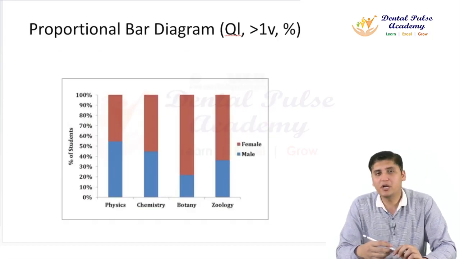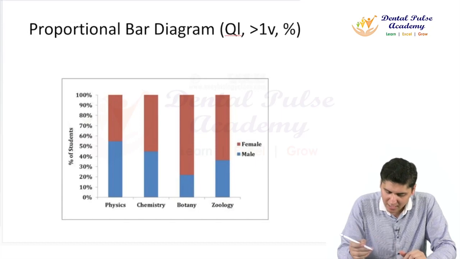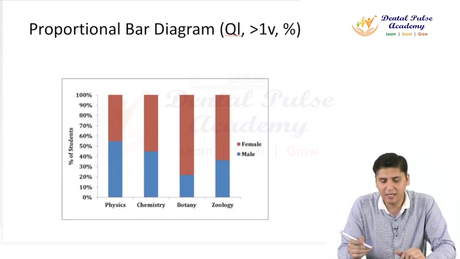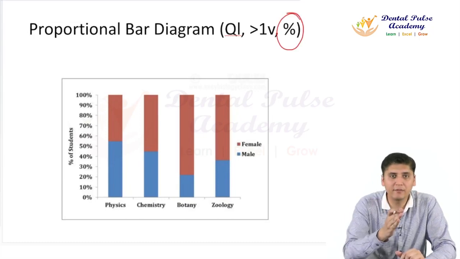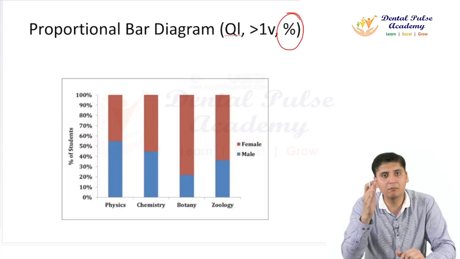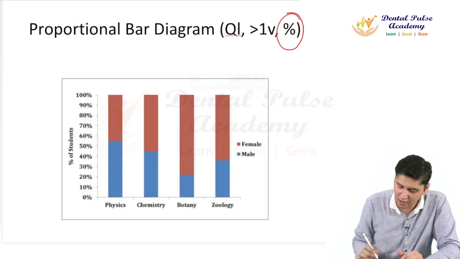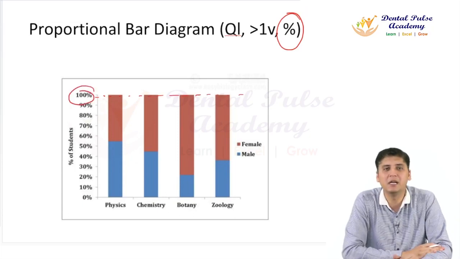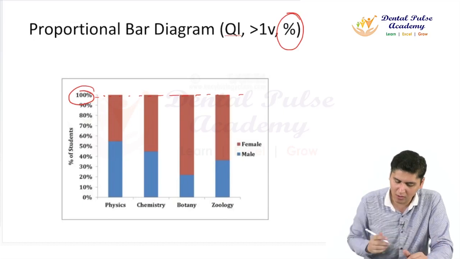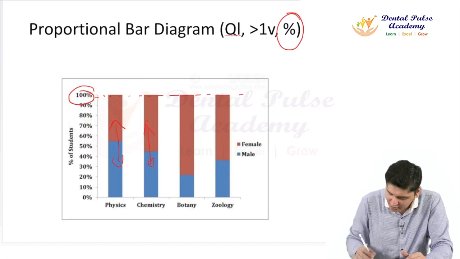Next is the proportional bar diagram. Now a proportional bar diagram is similar to a component bar diagram except for the fact that it shows data in percentages. Qualitative data, more than one variable, but in percentages. And here if you notice, all the bars are of equal height at 100%. This is the classic feature of a proportional bar, that all the bars are of equal height. Differences between each category can be shown inside the bar.